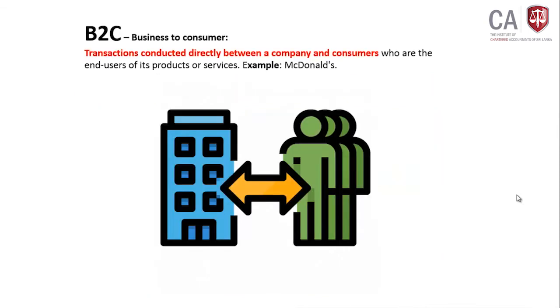So, what is B2C? Business to consumer: transactions conducted directly between a company and a consumer. As an example, McDonald's is doing this. The company sells directly to the customer. Nowadays, due to the COVID-19 situation, most companies are engaging in B2C e-commerce, because they can directly reach the customer. You have the customer audience, they are with you, so you are directly selling.